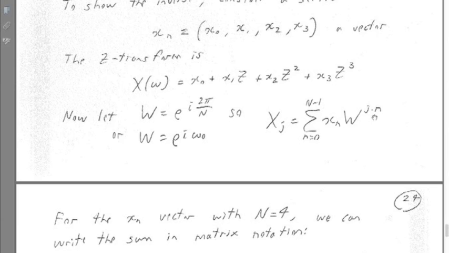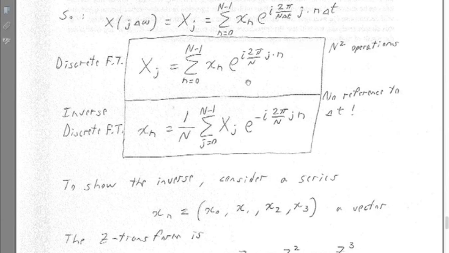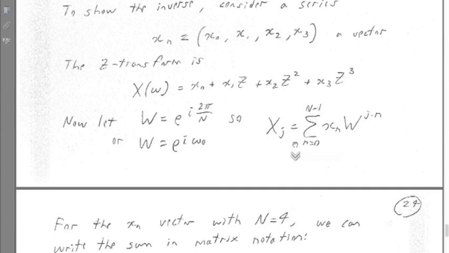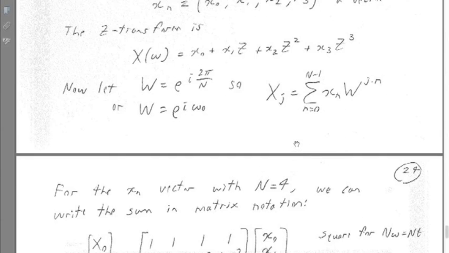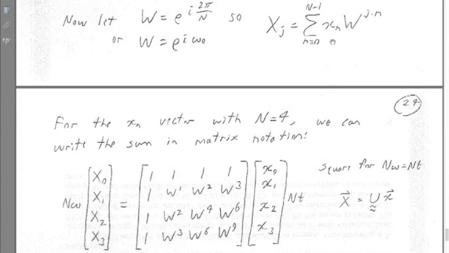Okay, W to the power of n times j, and that will accomplish this series. Now, the summation might look familiar as a matrix multiplication. Here we have a column vector of the input time series, right? And it's got four time samples, so the column vector is four elements high: x0, x1, x2, x3.